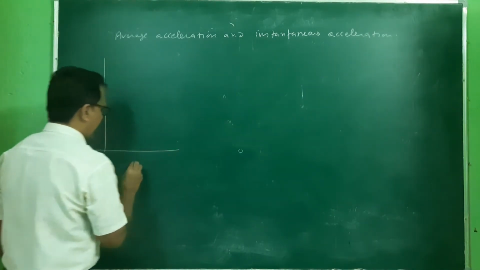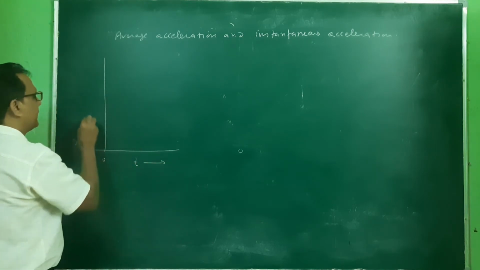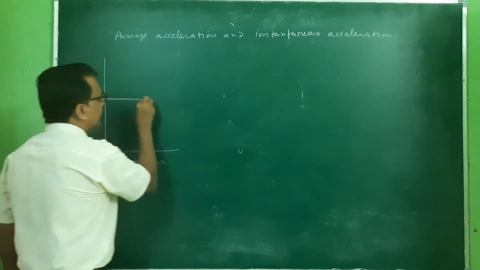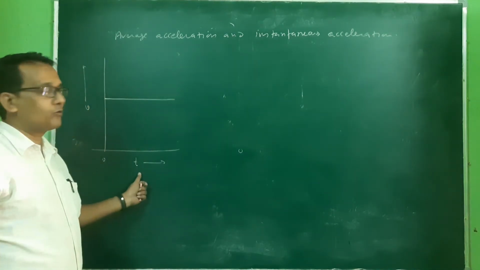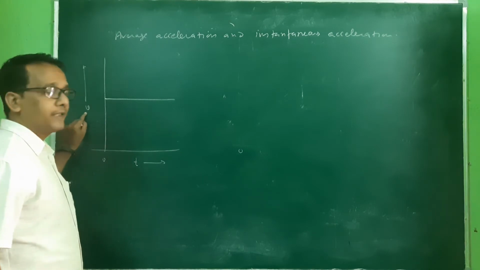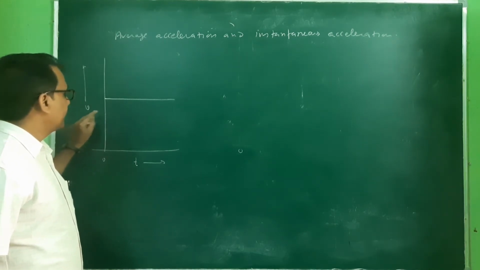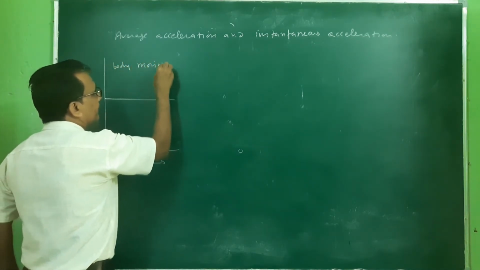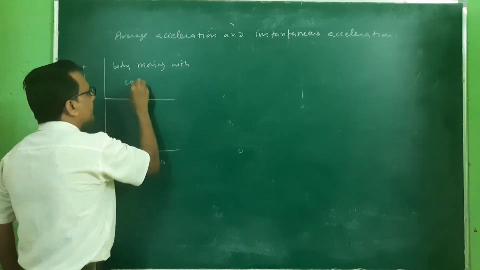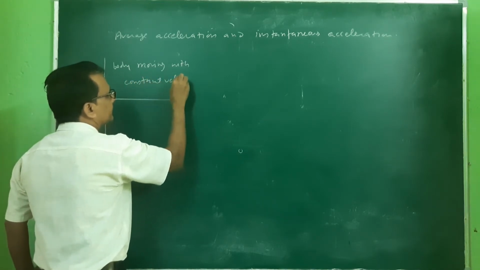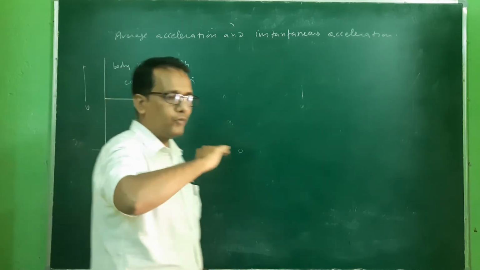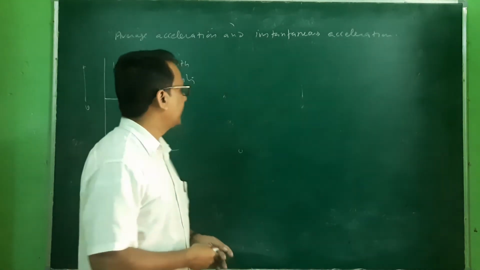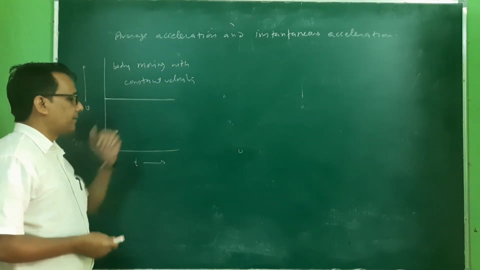If the x-axis is still the time and the y-axis is the velocity, and this is 0, and you get a line which is parallel to t, it means time is increasing but the velocity is not increasing, it's a constant. So the body is moving with constant velocity. There is no change in its velocity. So 30 km per hour forever, that is the fixed velocity. This is represented by this plot.